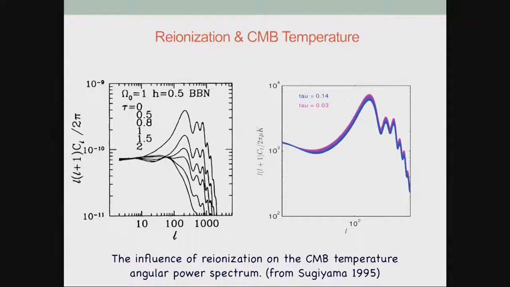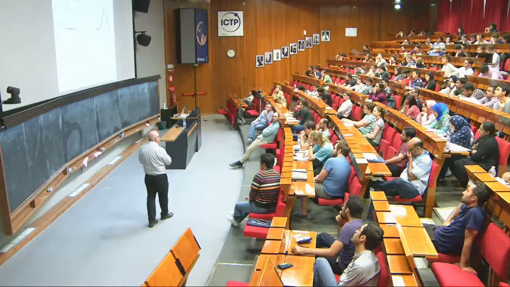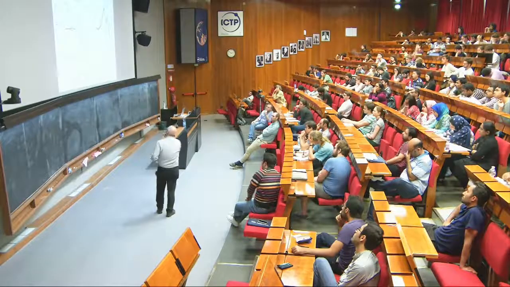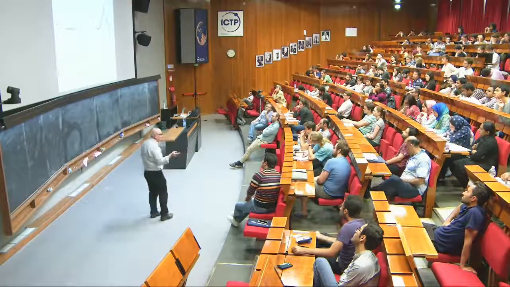So this figure is an old figure from Sugiyama 1995, who was one of the pioneers of this. And he shows the power spectrum that we now all know and love as a function of how much optical depth for Thomson scattering there is on the way. In other words, how many free electrons on the way of the CMB to us these photons see. Okay? So, it starts from zero, which means no reionization whatsoever. The universe is neutral until now. And this is what you should see, which is roughly what we see.